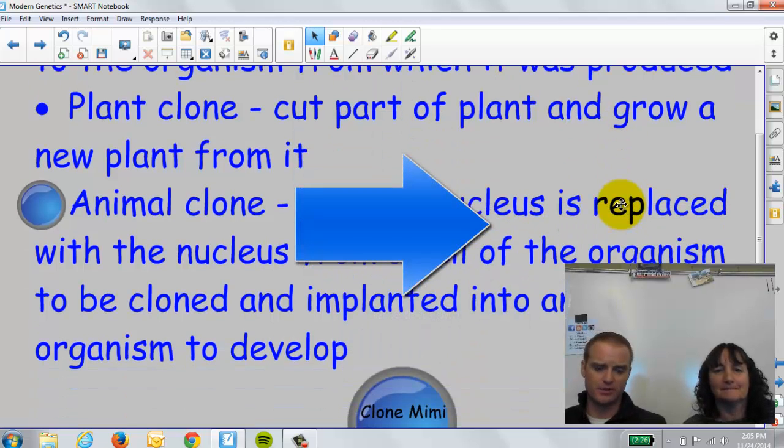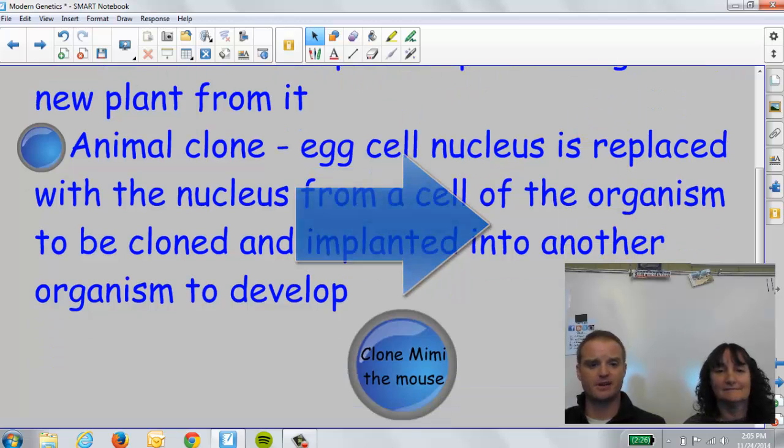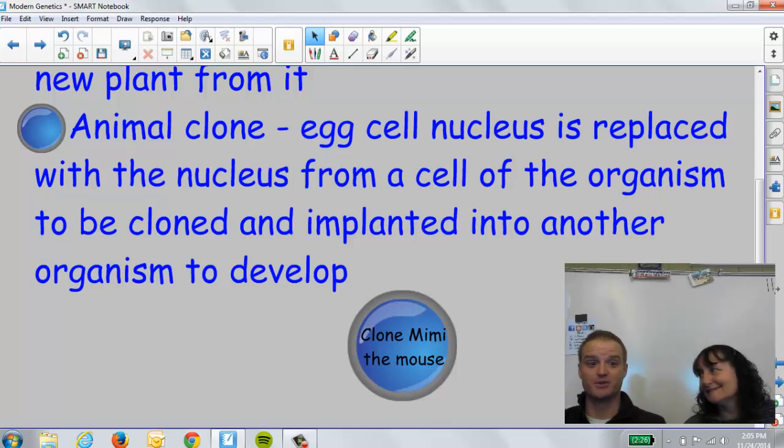Now with animals, we can clone animals. It's been done. Mice, sheep have been done. Now even pets, I hear, is the new thing. Clone your dead pet. To do this, you take the egg cell out of a host, and it's replaced with the nucleus from the cell of the organism to be cloned, maybe some skin cells. That nucleus is implanted into the egg cell, into another organism to develop, like a surrogate mother who would then grow the fetus of that animal.